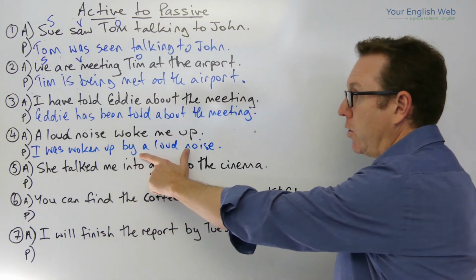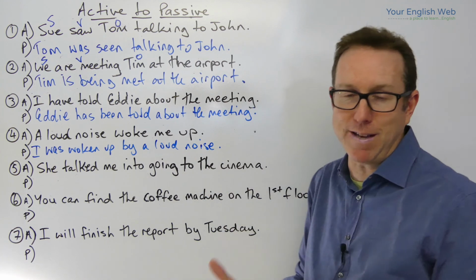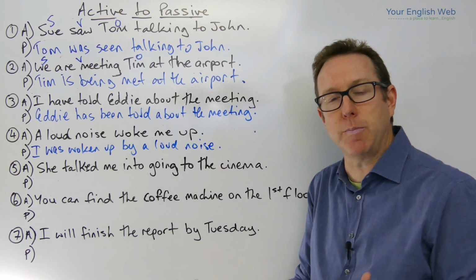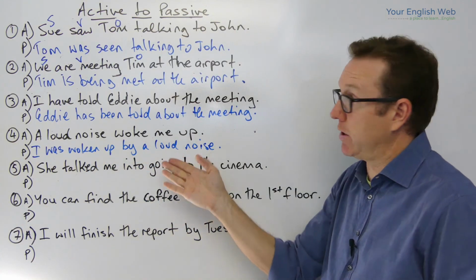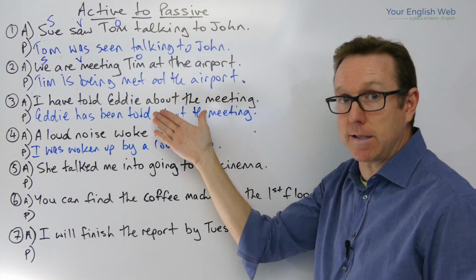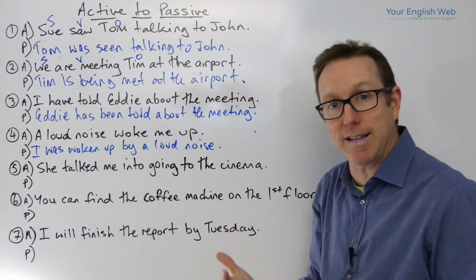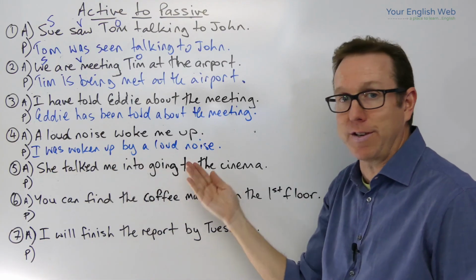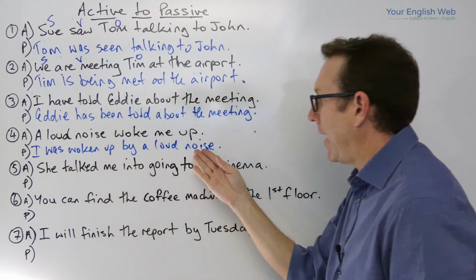Now here we are using the agent. I was woken up by a loud noise because it's fundamental for the meaning of the sentence to be clear, okay? We don't need it in these sentences, but in this sentence we would use by a loud noise because, as I said, we need it to understand the context of what it was that woke me up. I was woken up by a loud noise.